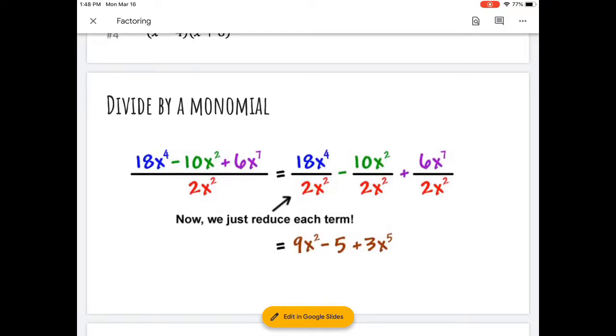If you take a look at this reduction, it's not in standard form. Hopefully you realize you would have to rearrange to get your final answer with the highest power in front all the way down to no power at all.